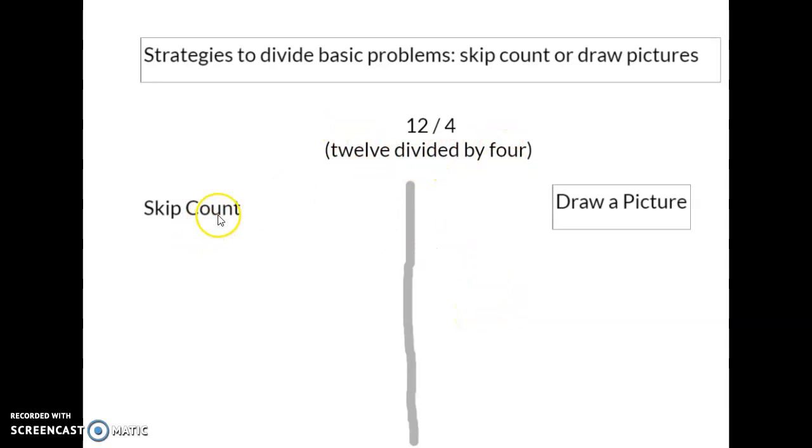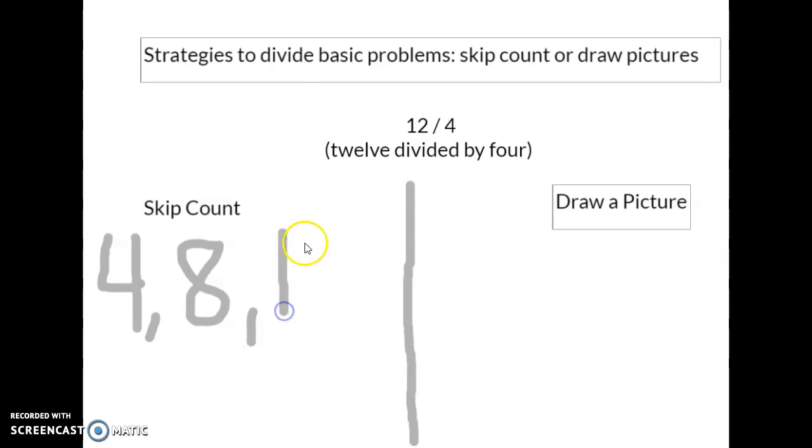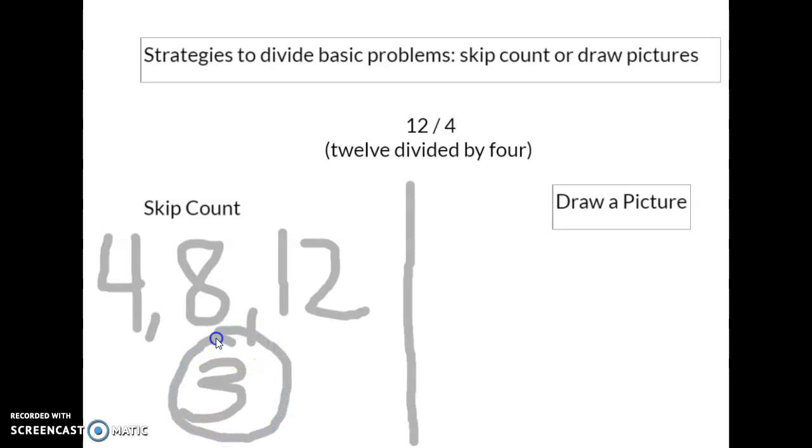So this time when I'm skip counting, I'm going to count by 4s, but I stop once I get to 12. So let's go ahead and skip count by 4. 4, 8, 12. So I stop once I get to 12 because that's the biggest number that I'm going to. So then to find my answer, all I simply have to do is count how many times did I skip count. 1, 2, 3. So my answer for this one is 3.